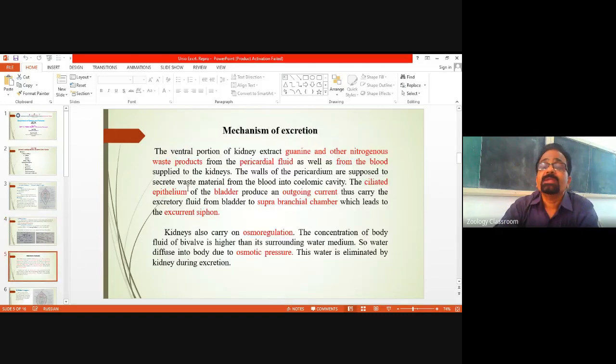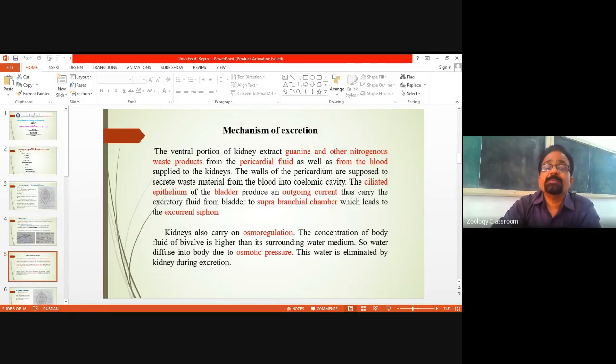Okay, pericardial fluid, as well as from the blood supplied to the kidney. So the extraction of the nitrogenous waste products is done by the kidney proper from the pericardial fluid and the blood which is supplied to the kidney. But even the walls of the pericardium are supposed to secrete waste material from the blood into the coelomic cavity.